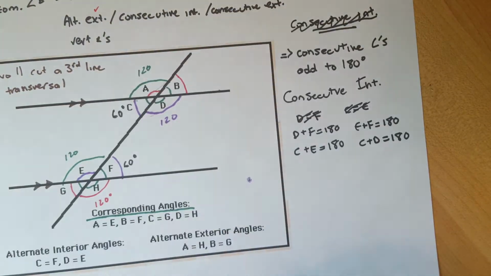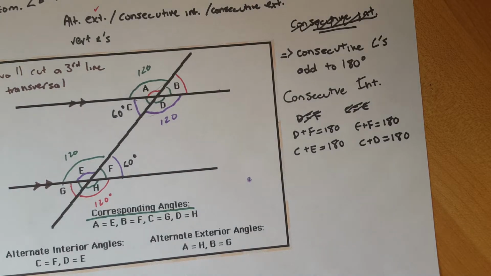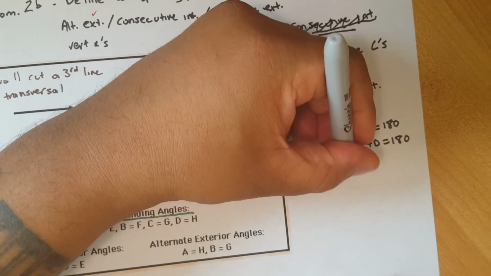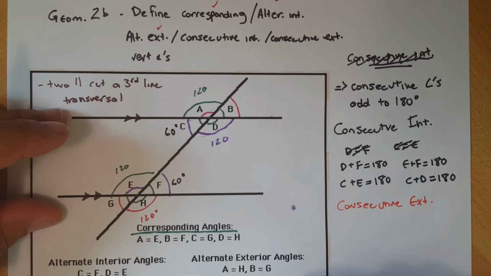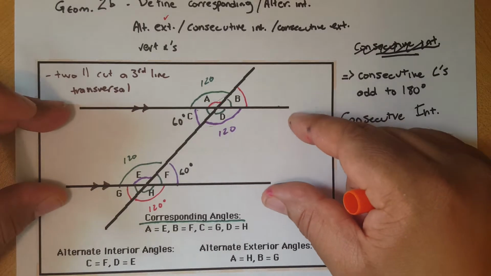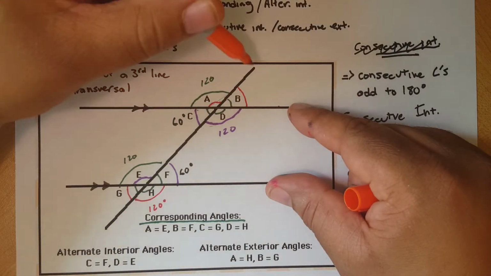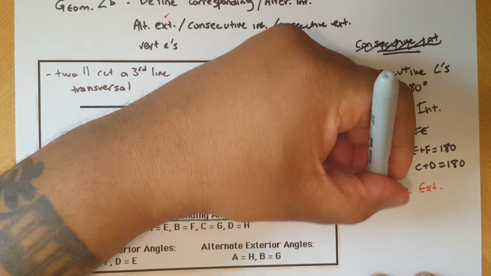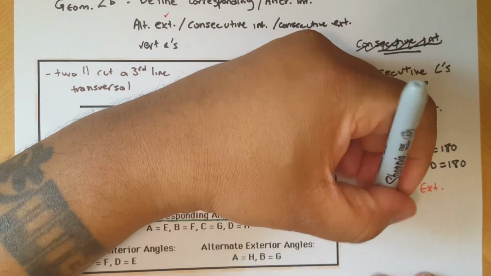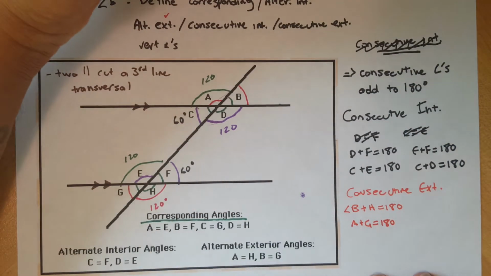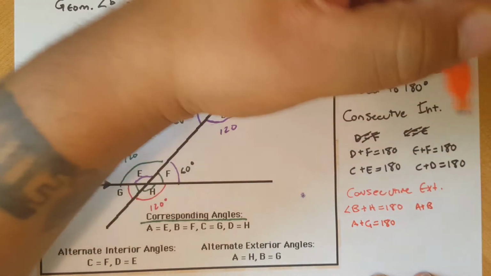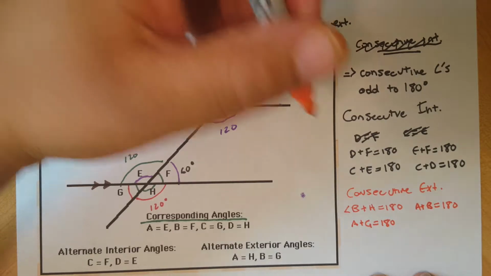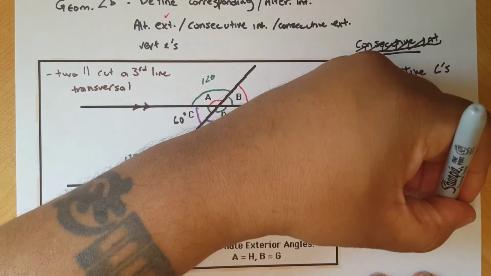So consecutive exterior angles, again, are angles that are outside of my wall. My two parallel lines are my wall, and we're looking for exterior angles that are outside of my wall, but that come right after another. So that means angle B plus H equals 180. A plus G equals 180. And A plus B equals 180. And also G plus H equal 180.